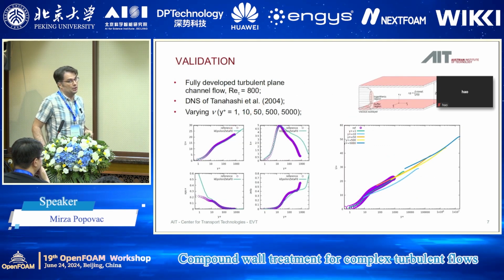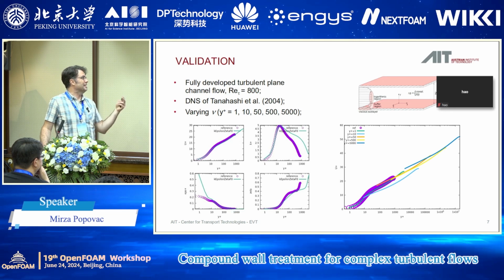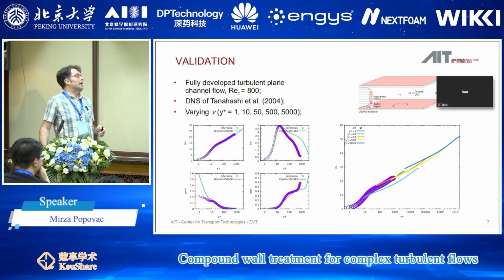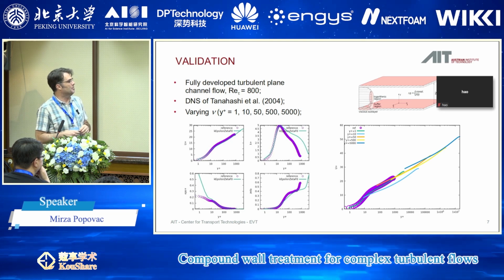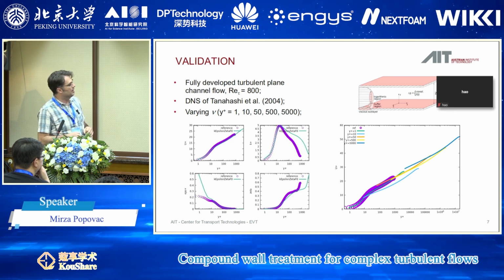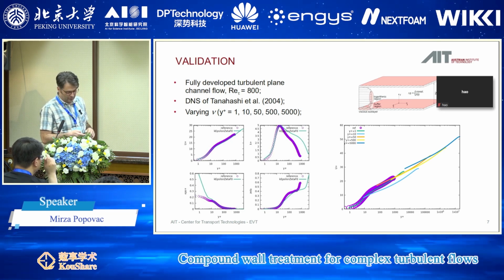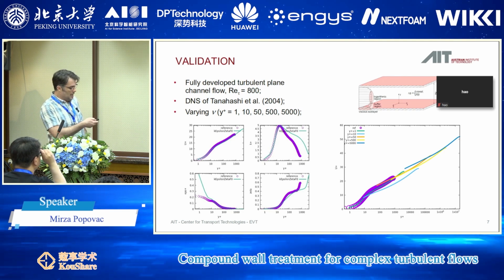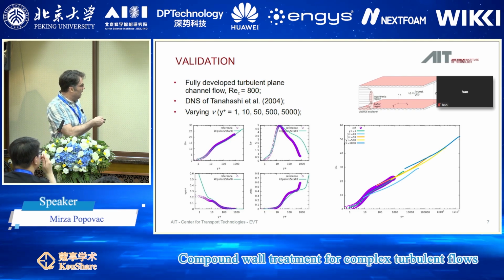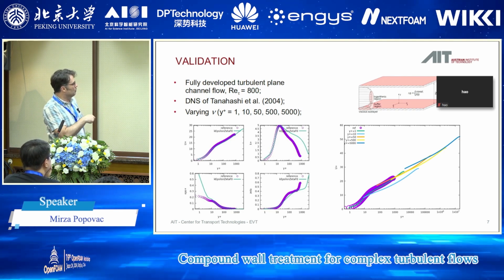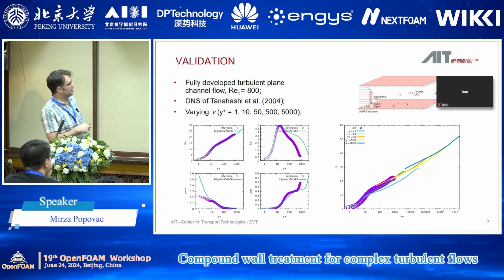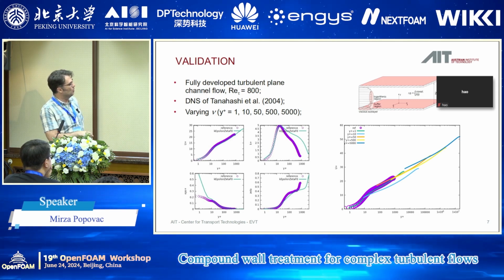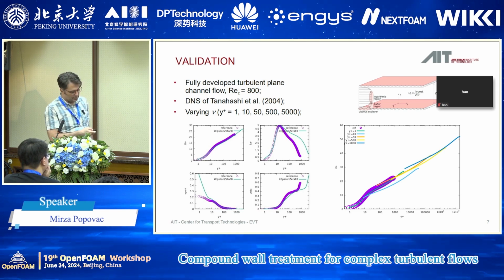And some validation. In my case, I always look at the plane channel flow, backstep, and the jet, because they feature many wall-related flow effects. And as you can see, if I have fine mesh, I get my velocity distribution as the DNS is giving, and so on for other turbulent quantities.